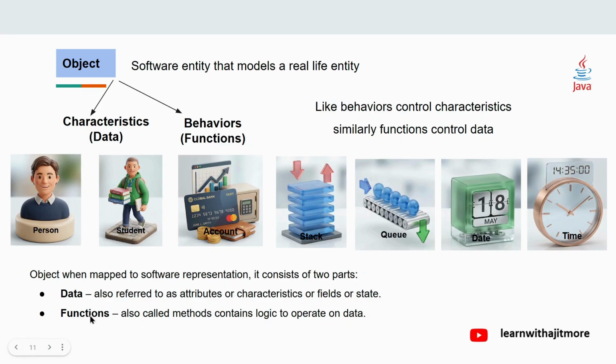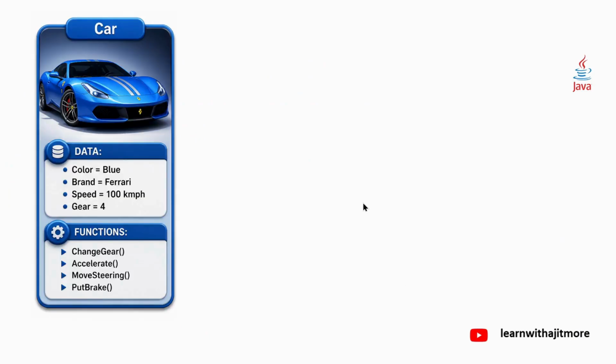So here the data you can call attribute, properties, characteristic, fields, everything is one and the same thing. And the function, which we also call method, inside this only the business logic is there. Here the rules are there, calculations are there, formulas are implemented, loops and if else and so many things. But in that logic, what are you manipulating? Data. So methods contain logic which operate on data. I hope the basic idea you got.